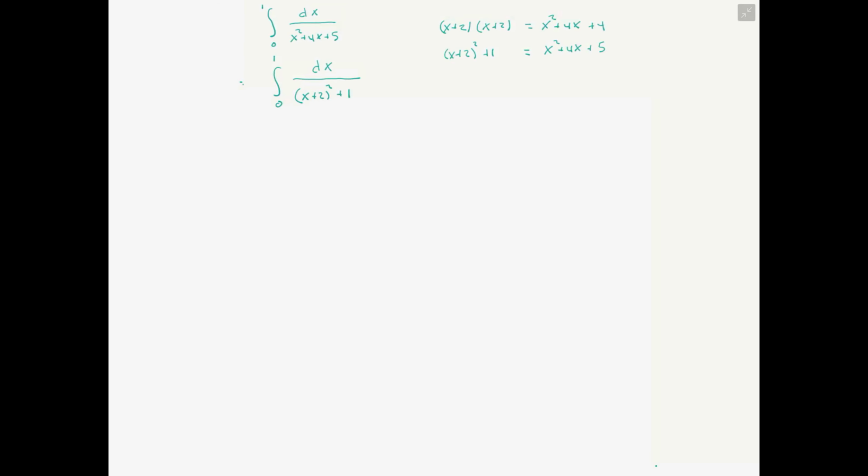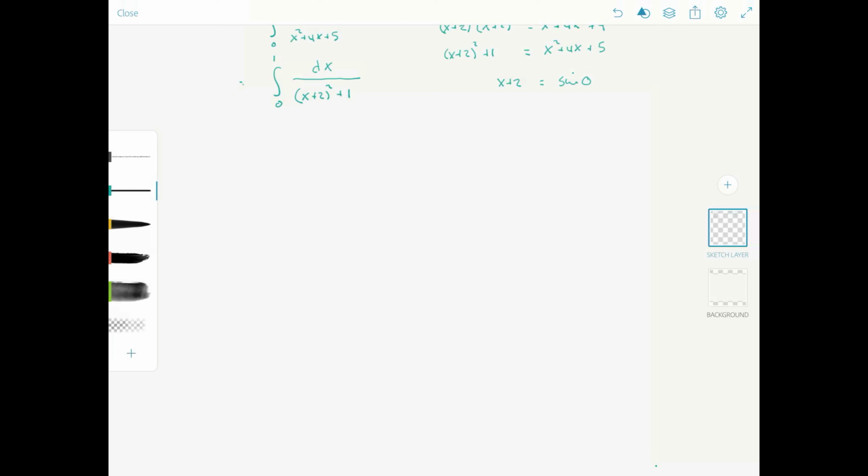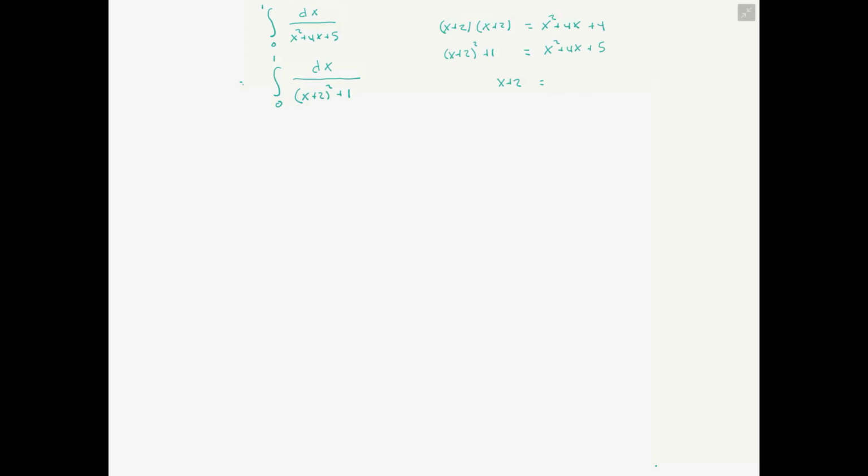Now we can use our trigonometric substitution, where x plus 2 is equal to sine theta. In fact, we're not going to use sine theta. It's tangent theta, because we've got a plus in there. So that's tangent theta, and dx equals secant squared theta d theta.